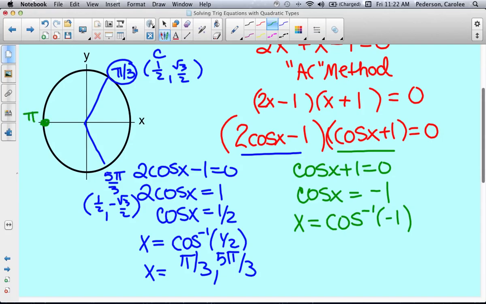Here is the angle pi. The ordered pair is negative 1, 0. Remember, that is your cosine. So the angle then is pi. So our last solution to this equation is when x equals pi.